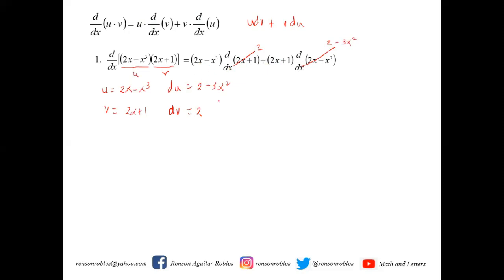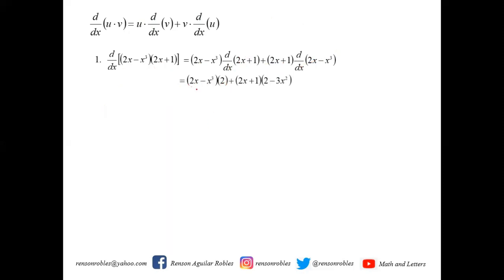Okay, then we shall now have 2x minus x cubed times 2, that's the derivative of 2x plus 1, plus 2x plus 1 times the derivative of 2x minus x cubed, which is 2 minus 3x squared. And then the only thing left to do is to simplify this algebraically.